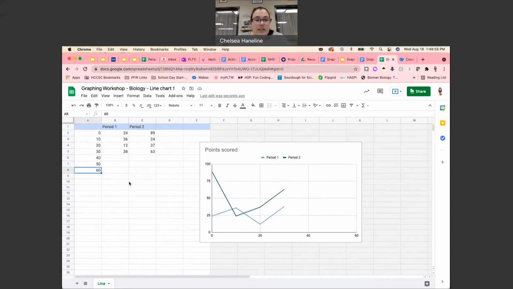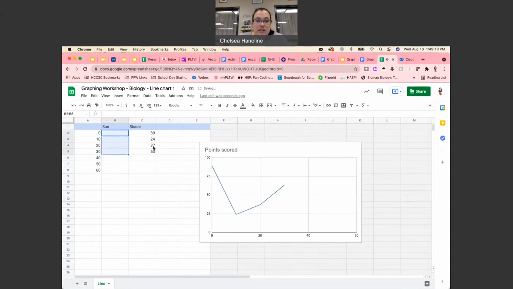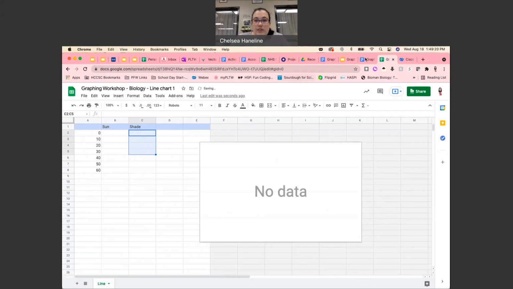Okay. So then period one and period two, these are different data sets here. As you can see over here, they're two different colored lines. So we have one data set that is all of our sun information, and then we have all of our information that is for shade data. Okay. So you can delete this and we can put in our new information.